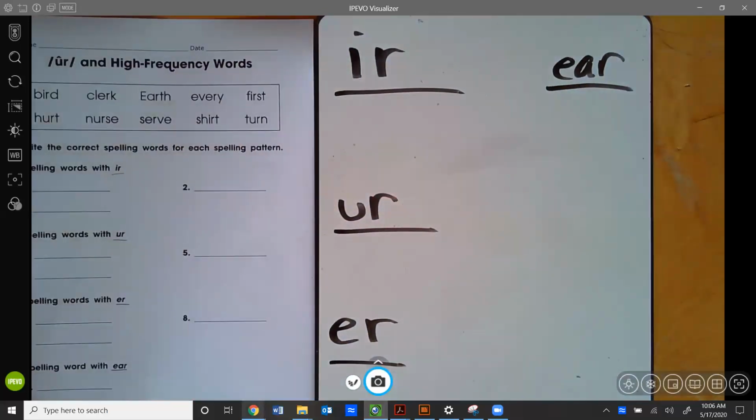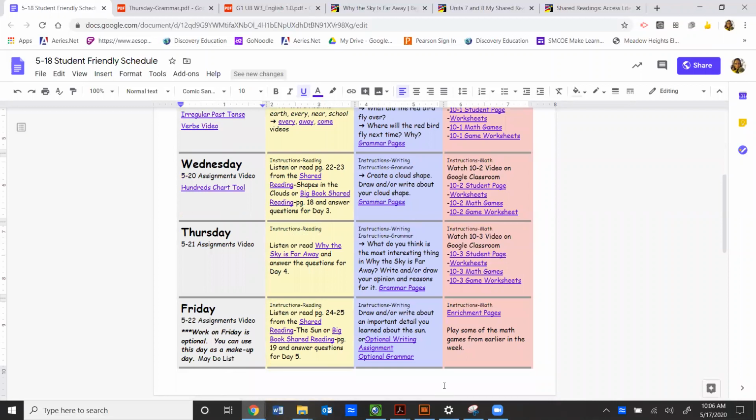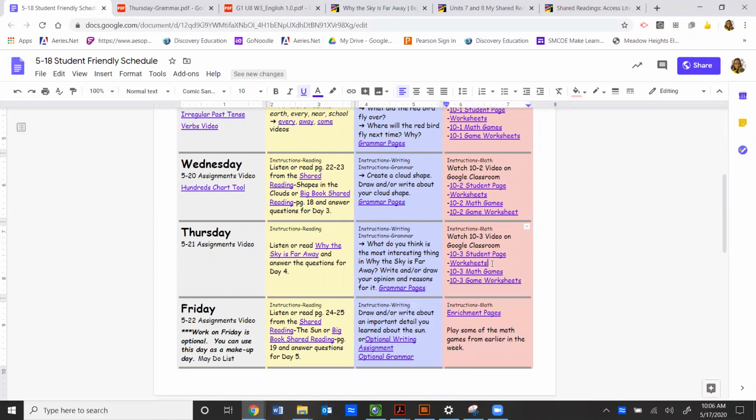All right, let's go back to the student-friendly schedule. That's it for grammar. Now we're going to be talking about math. So I have all the math sheets here in front of me. I'm going to click on one just to show you that you have the option to click on these pages. Before I do, this link is the 10-3 student page. It's the colorful one you would have gotten in class. These are the worksheets, which you have in your practice reteaching book that we sent home.